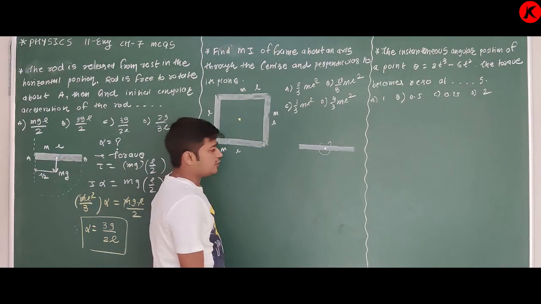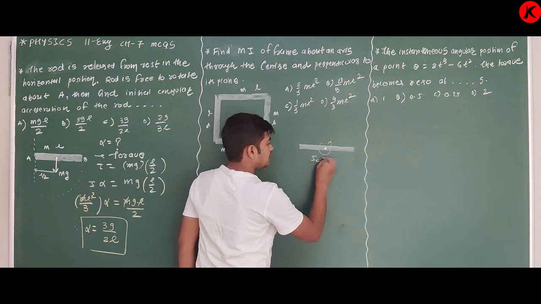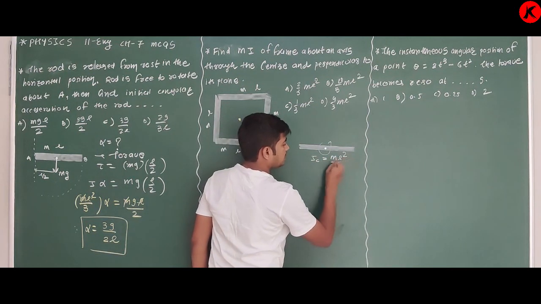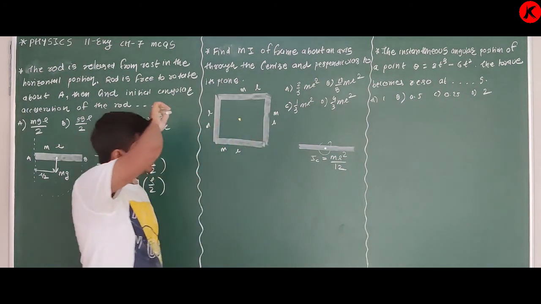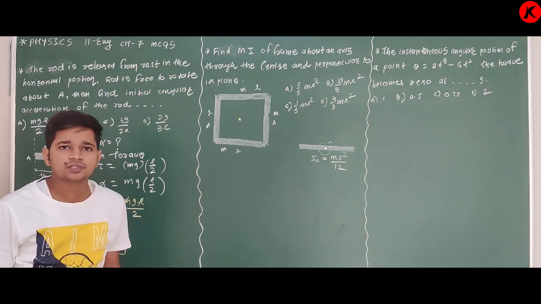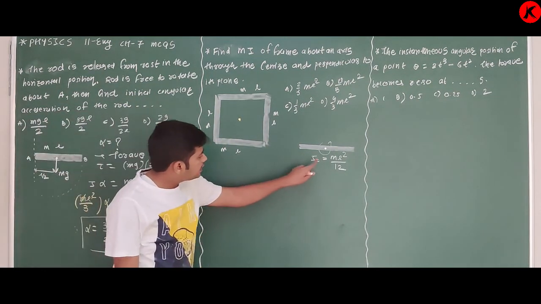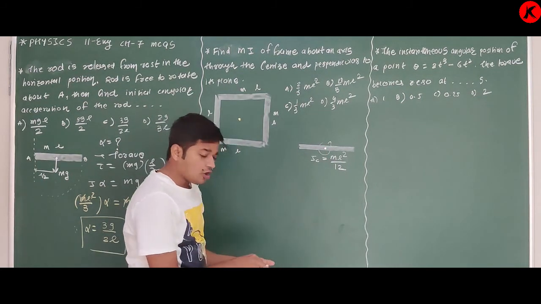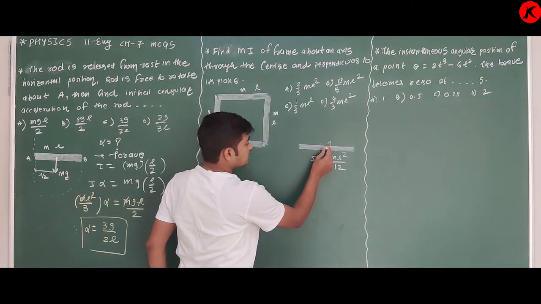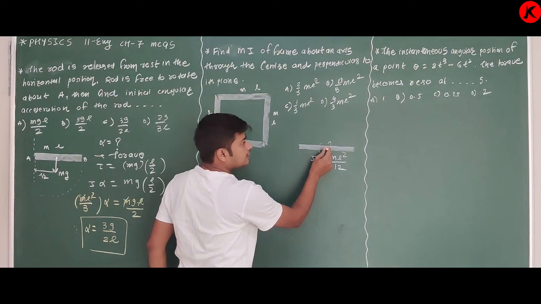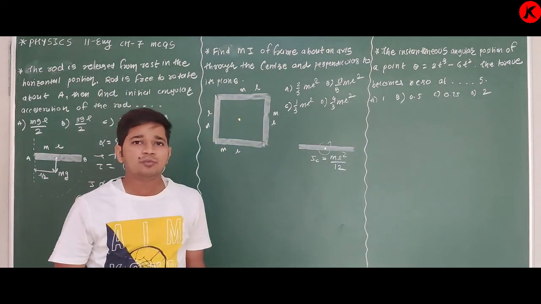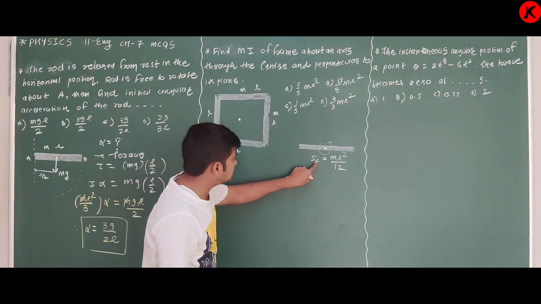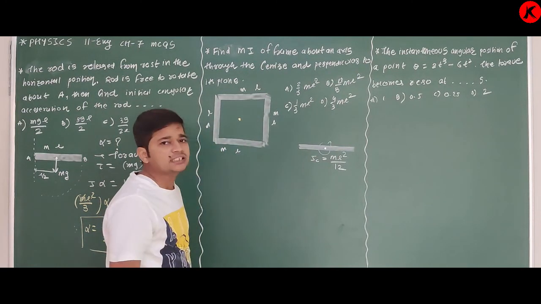we know its moment of inertia, that is IC, is equal to ml square by 12. Yes or no? It is one rod, and the axis passes through its center and perpendicular to its length. The moment of inertia about this axis is IC is equal to ml square by 12.